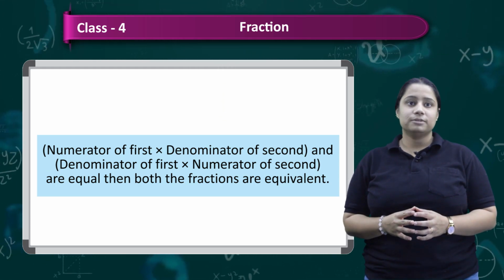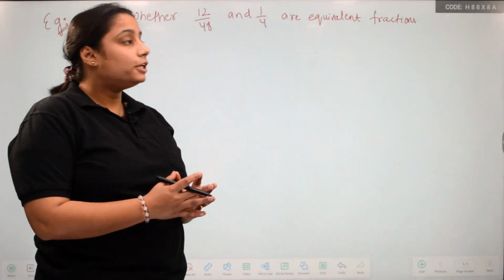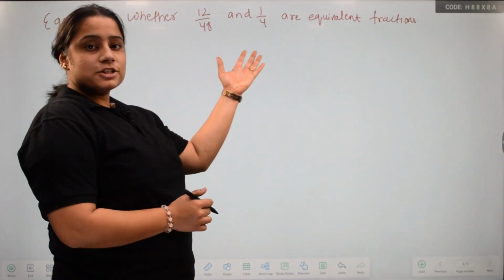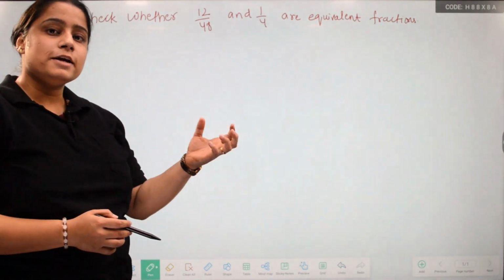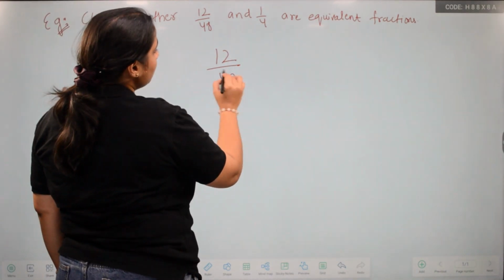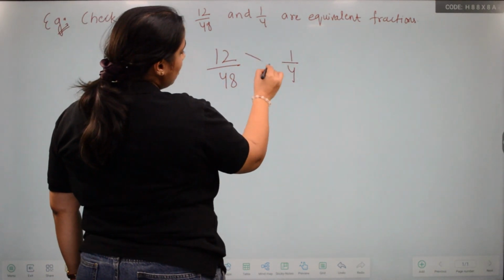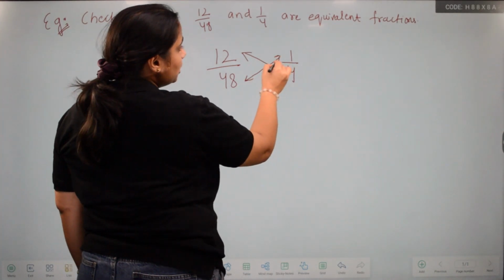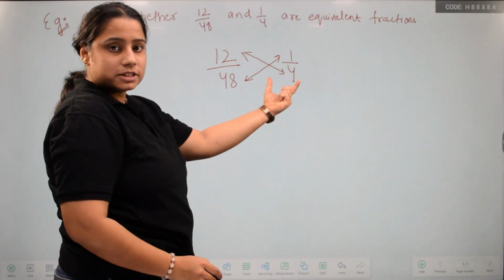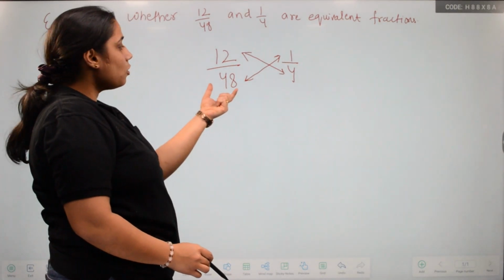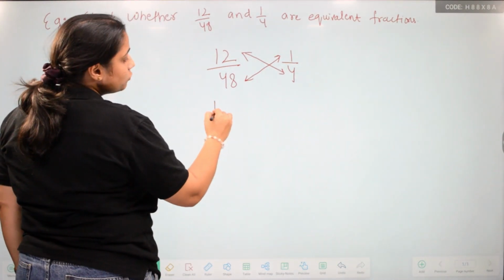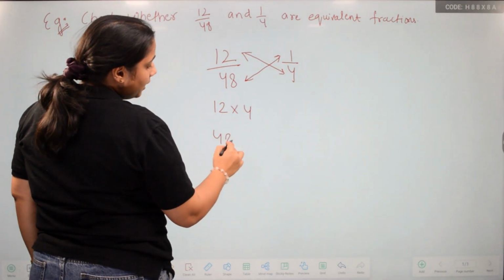Example. Check whether 12 by 48 and 1 by 4 are equivalent fractions. To check if these fractions are equivalent or not, we need to find out the cross multiplication of these fractions. Let's write it down as 12 by 48 and 1 by 4. Now cross multiply it. By cross multiplying, I mean multiply the numerator of the first fraction with the denominator of the second fraction, and the denominator of the first fraction with the numerator of the second fraction. So it is 12 into 4 and 48 into 1.